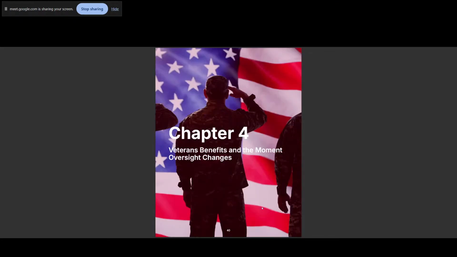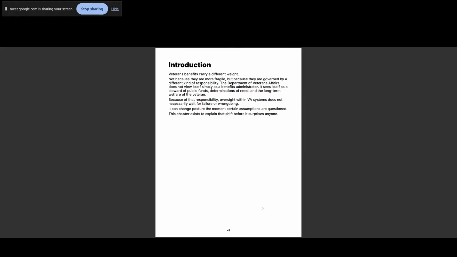Chapter 4, Veterans' Benefits and the Moment Oversight Changes. Introduction. Veterans' benefits carry a different weight, not because they are more fragile, but because they are governed by a different kind of responsibility. The Department of Veterans Affairs does not view itself simply as a benefits administrator. It sees itself as a steward of public funds, determinations of need, and the long-term welfare of the veteran.